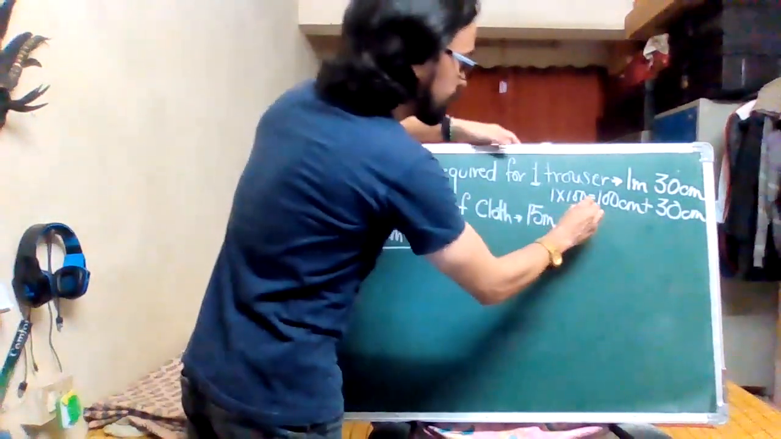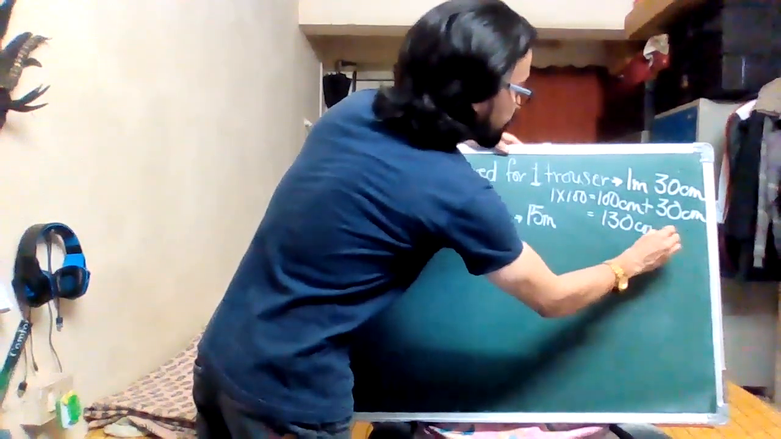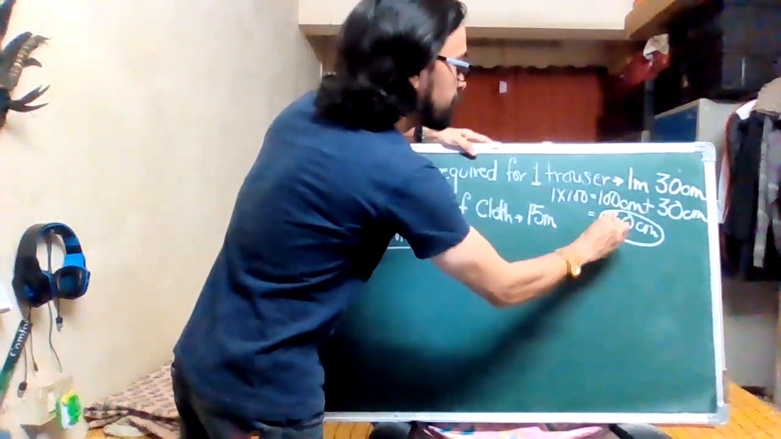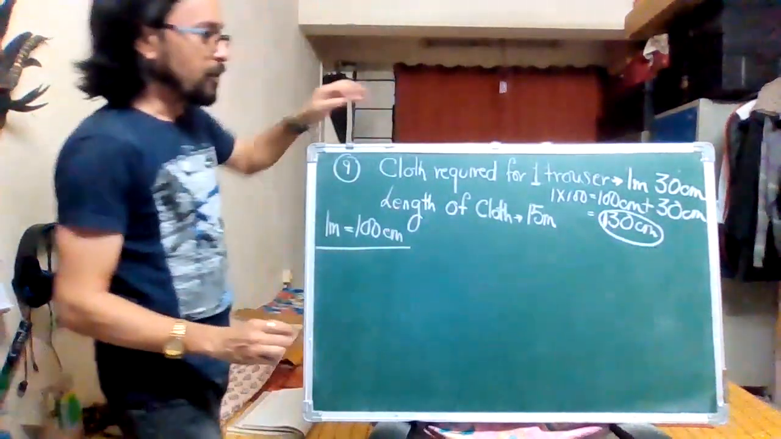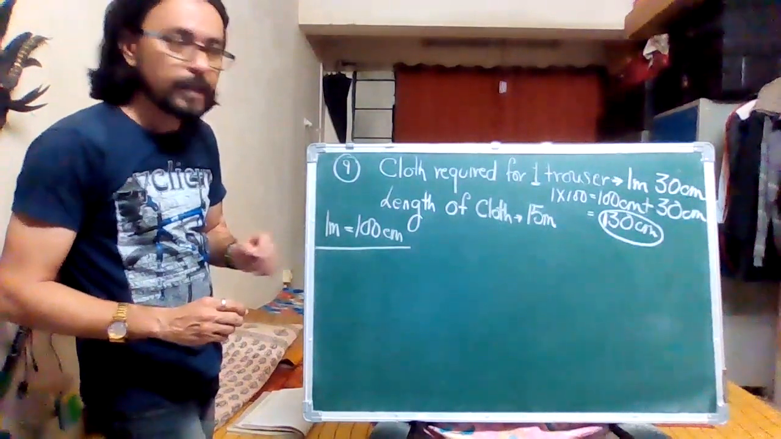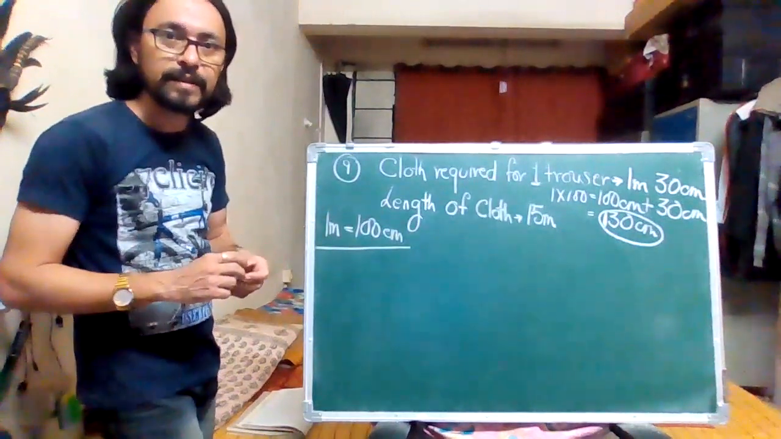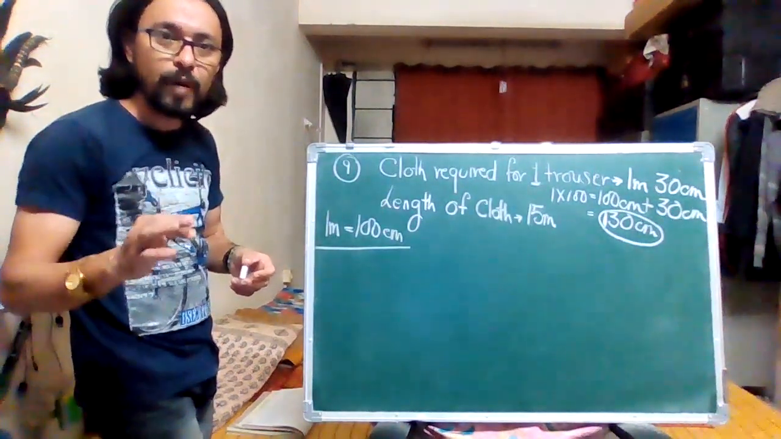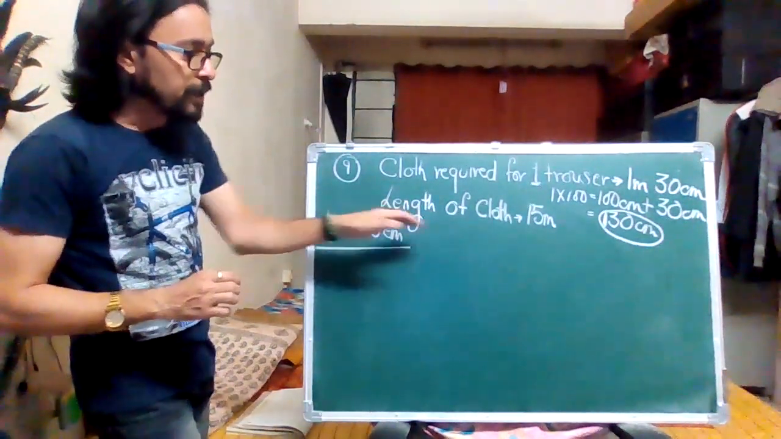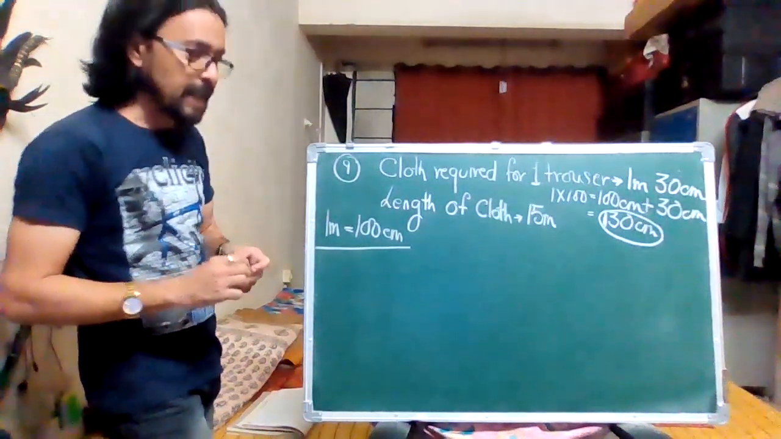And I will get 130 centimeters. I will circle it because this is the measurement that I have converted of the cloth required for one trouser. So I have converted the cloth required for one trouser as 130 centimeters. That in centimeters is the requirement to make one trouser. Now I will change the length of the cloth that they have, that is 15 meters, also into centimeters.